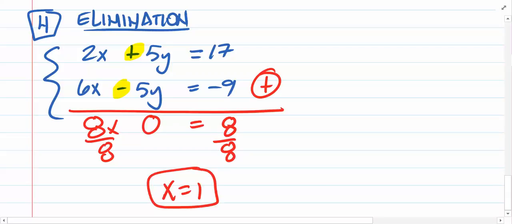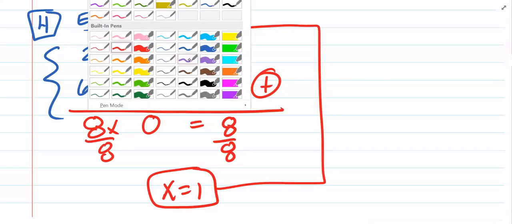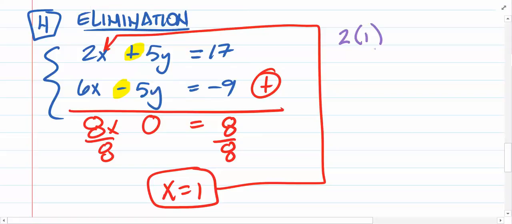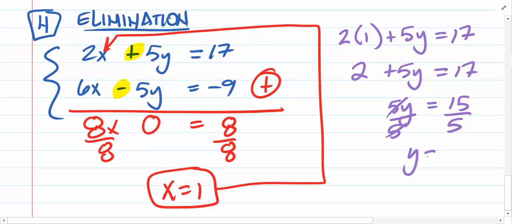Pretty quick. So if x is worth 1, am I done with the problem? No, because I need to figure out what y is worth. So I can take this information and substitute it back, and we'll go ahead and use purple. So we know 2 times 1 plus 5y is worth 17. 2 times 1 is the number 2, plus 5y is worth 17. So therefore 5y is worth, if I take 2 away, what would I get? I'd get 15. I could divide both sides by 5, and I would see that y is now worth 3. So the solution to this particular equation would be 1, 3.